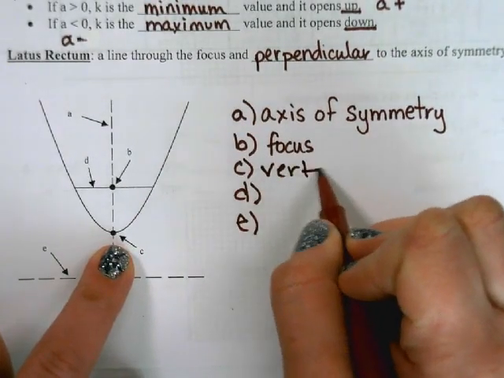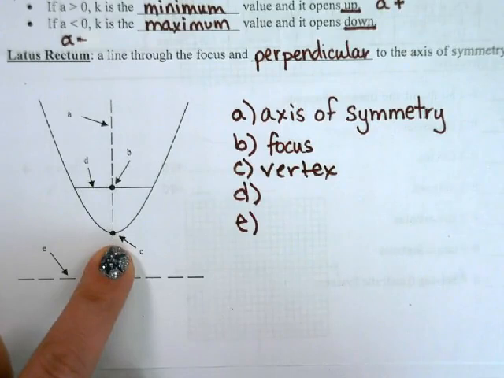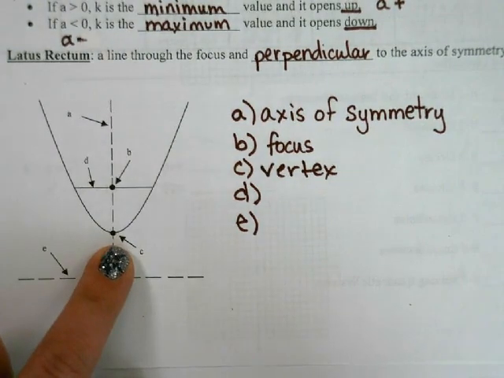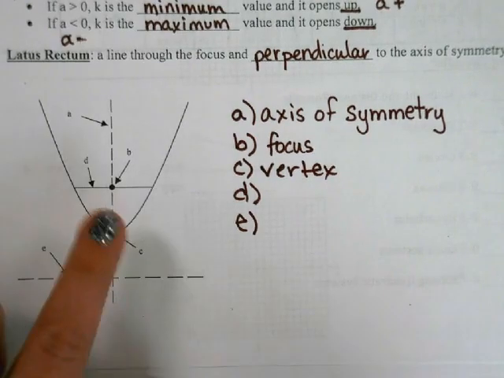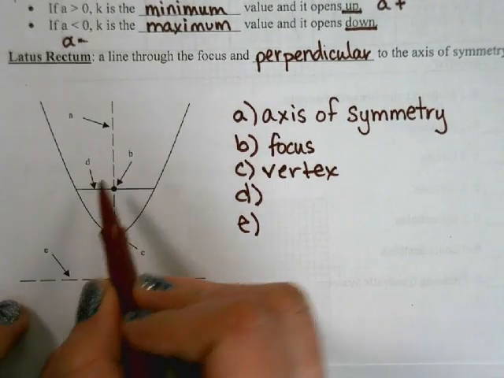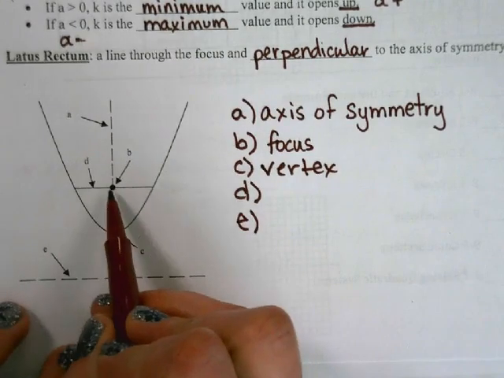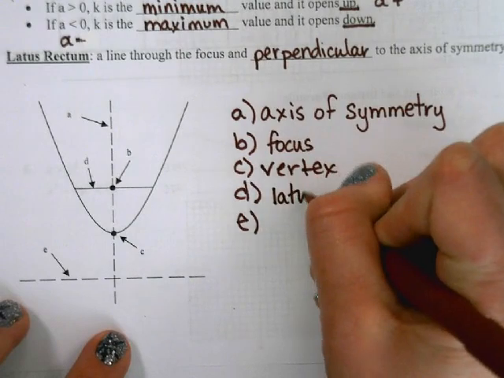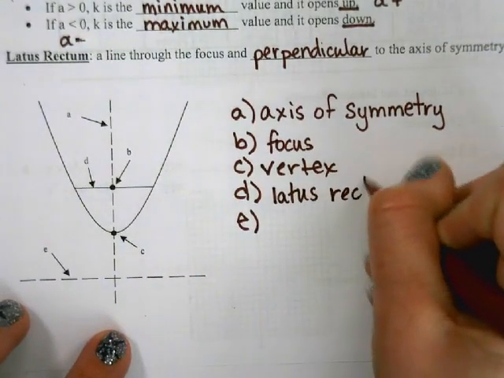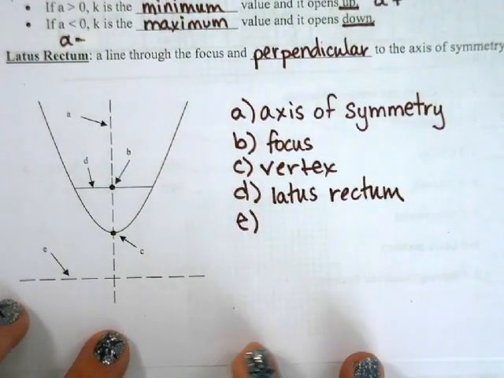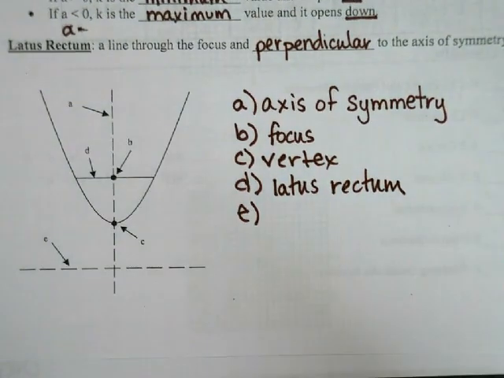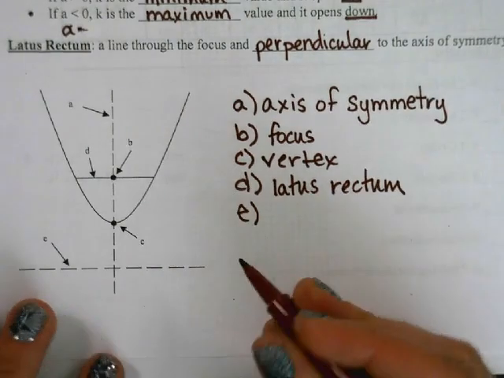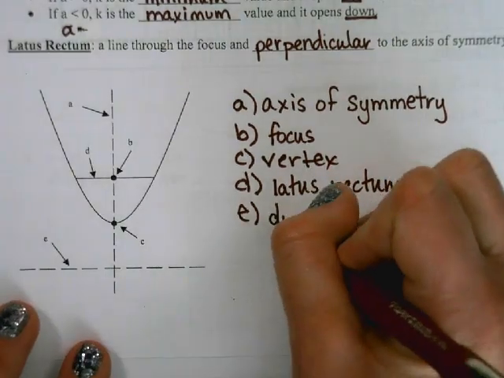C. What do we call C? Vertex. D. D is this line that goes through the focus and it's perpendicular to the axis of symmetry, so that's my latus rectum. And then E is called my directrix.